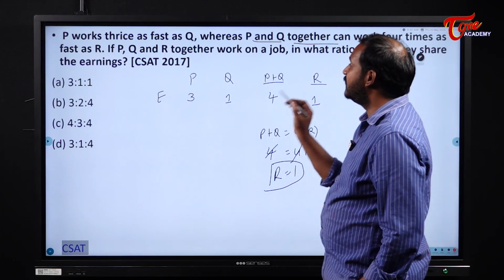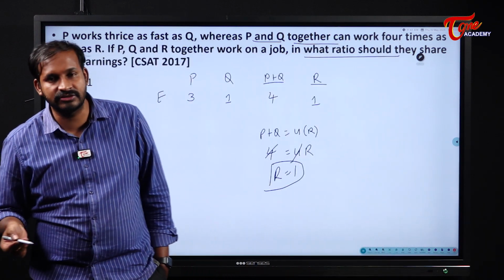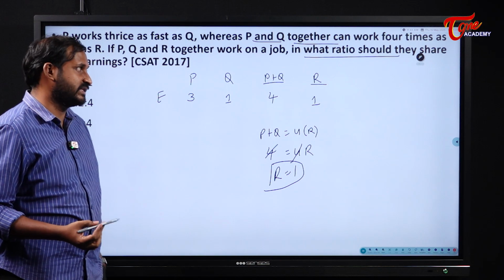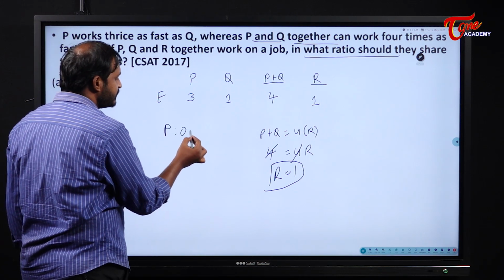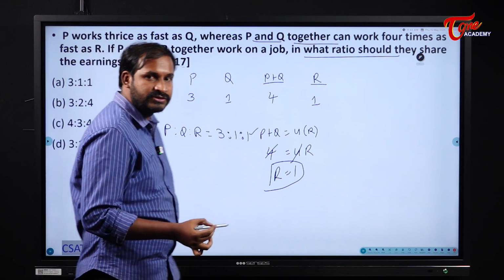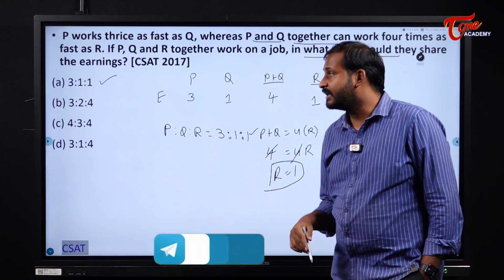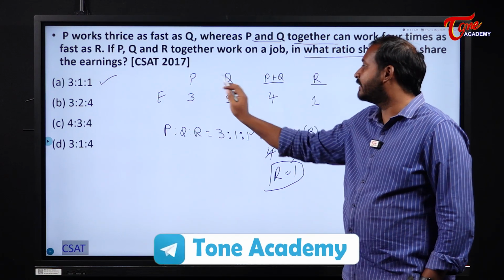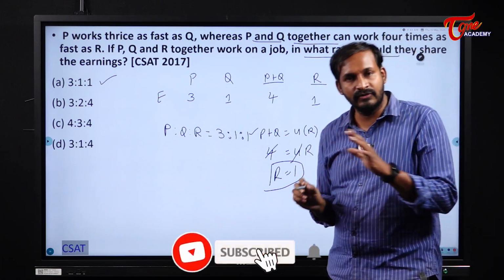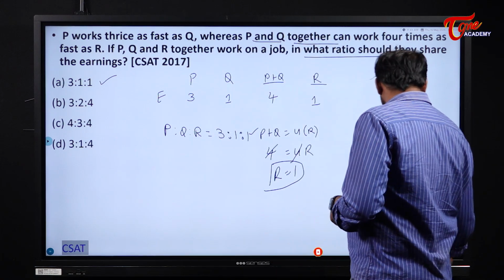Next, if P, Q and R together work on a job, in what ratio should they share? Already I told you, if they work for the same time period, they should share according to their efficiency. What is the P, Q and R efficiency ratio? 3:1:1. They should share their amount in 3:1:1 ratio. Please be careful, P, Q and R, not P plus Q. So 3:1:1 ratio. If they work for the same duration, they should share according to their efficiency. Okay, right. Next one.